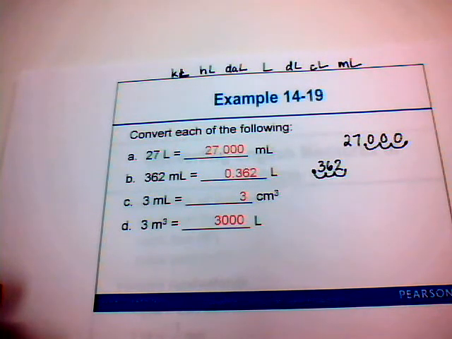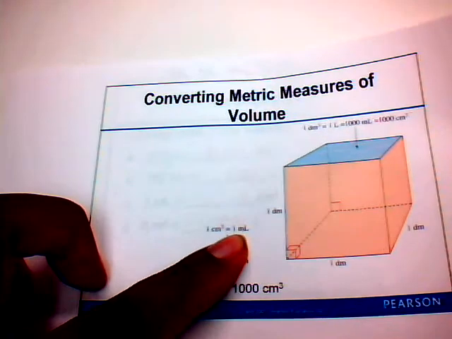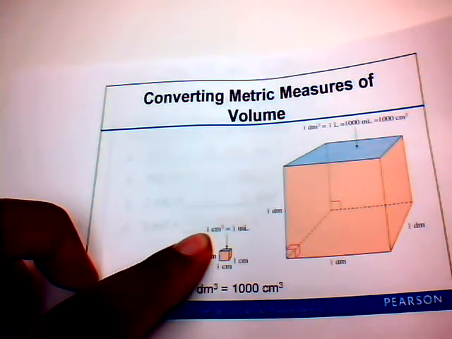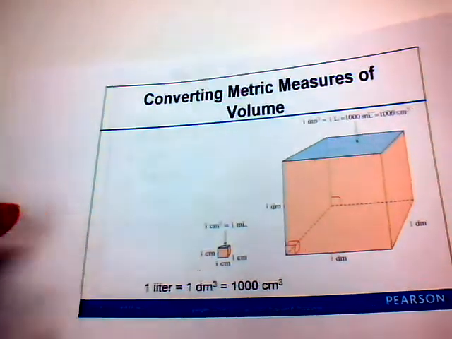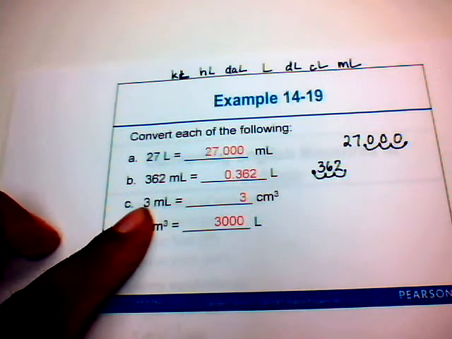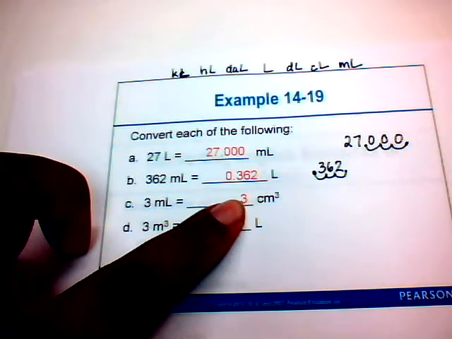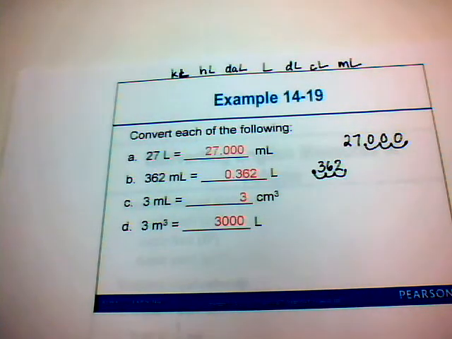Okay. Now this next one, part C, where you have 3 milliliters, is equal to how many cubic centimeters? Well, if you recall, for every 1 milliliter, it's equivalent to 1 cubic centimeter. So in this case, 3 milliliters will be equivalent to 3 cubic centimeters. Okay, because 1 cubic centimeter is equivalent to 1 milliliter.